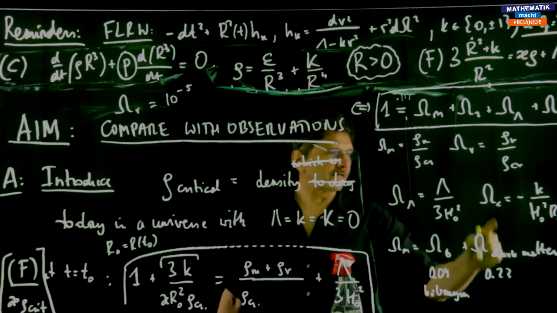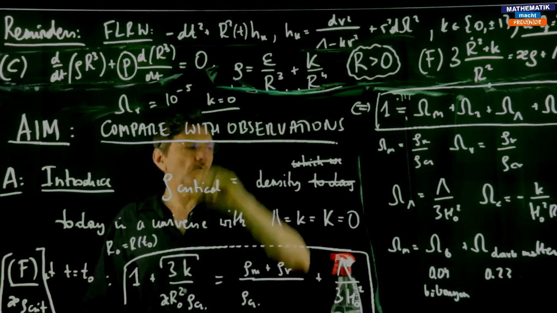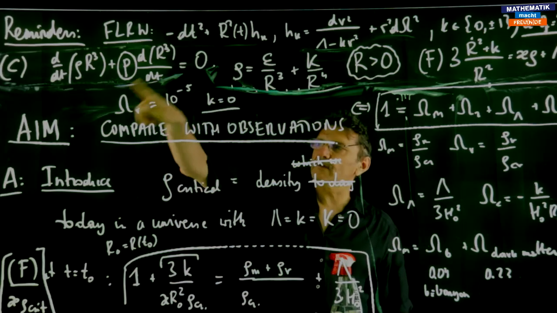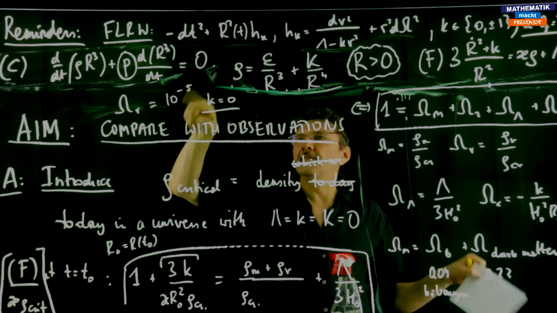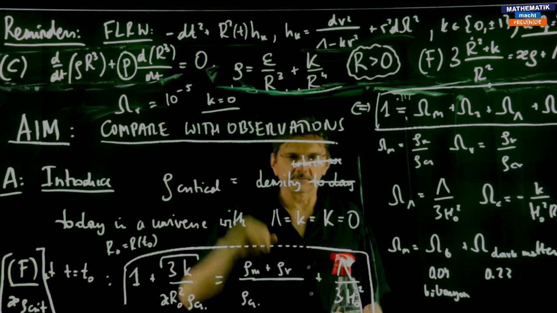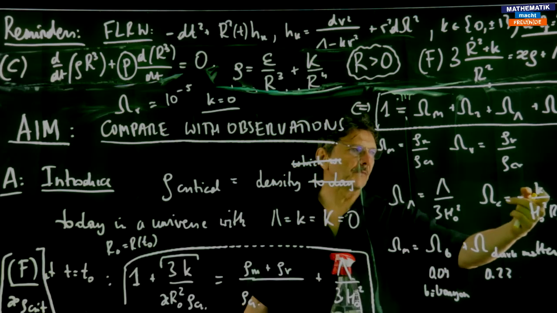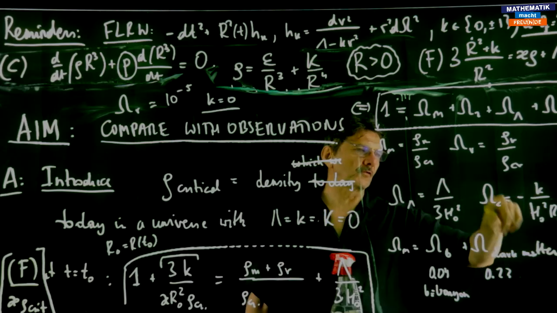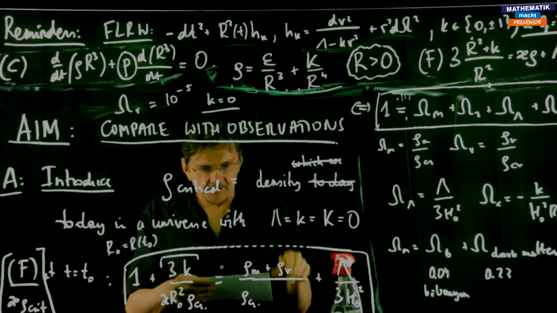So omega c is easy. The best fit is k equals zero. You don't need this term. But of course, if you think about how tiny this term is, maybe the zero here is actually not zero. Of course, k is plus or minus one or zero, and we don't know what R0 is. So the universe could still have some space curvature.